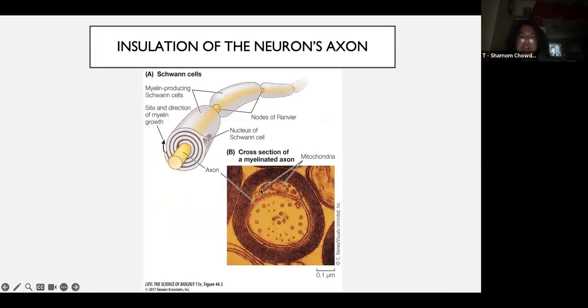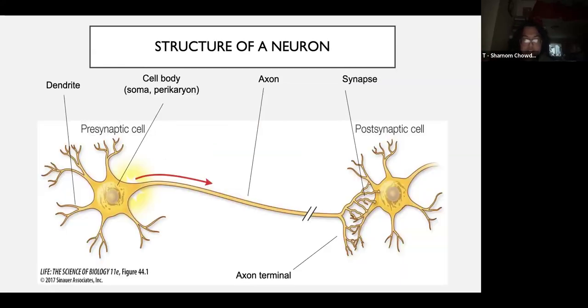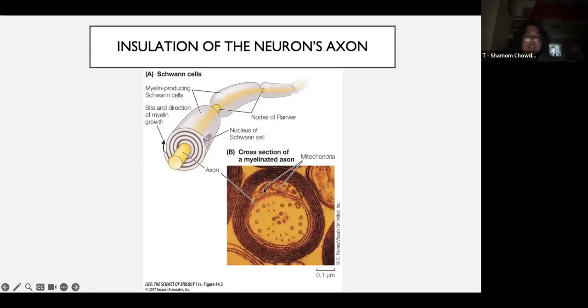So insulation. Schwann cells help produce myelin. Myelin covers the axon, the long line you can see here. That's important because of something known as saltatory conduction. It helps the signal essentially jump from one node to another node to another node. You don't necessarily need lots of signals going on throughout. It can jump from node to node, and that helps speed up the process.